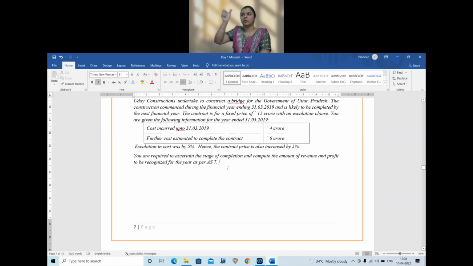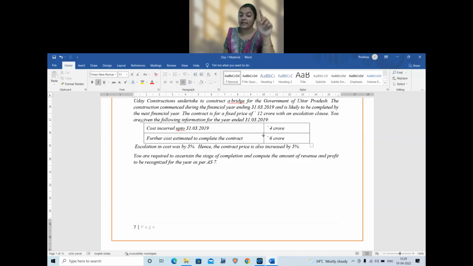So, revenue is only income and profit to be recognized. When I say profit, you have to do revenue minus cost for the year as per AS7. Up to 31/3, we have the actual cost. We have further cost. Do we have percentage completion given? No. So what formula are we going to use? Actual cost divided by total cost into contract revenue.